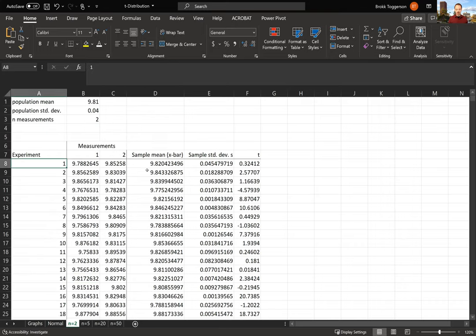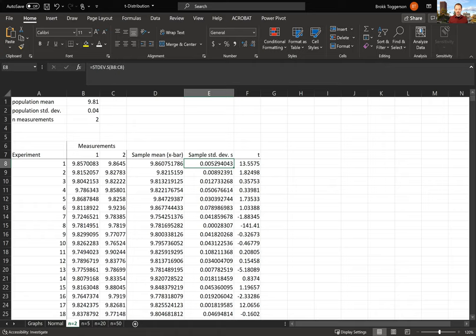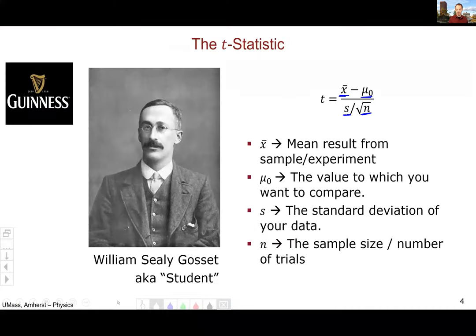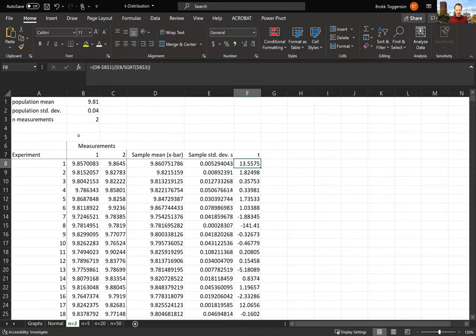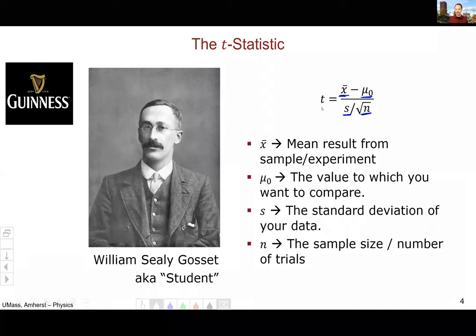So for each experiment, I can calculate the sample mean, which is just the average, the x bar of these two measurements, and the sample standard deviation, so the standard deviation of these two values. And then I can go and calculate the t value using the equation that we just talked about, x bar minus mu naught. In this case, I'm comparing to some theoretical value of 9.81 and divided by s divided by the square root of n.